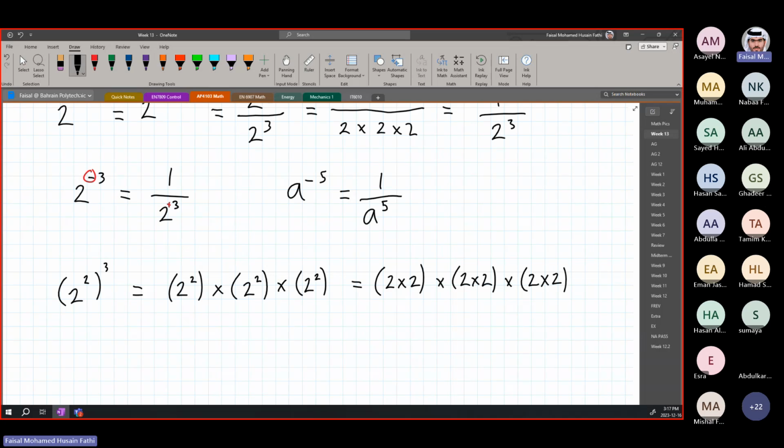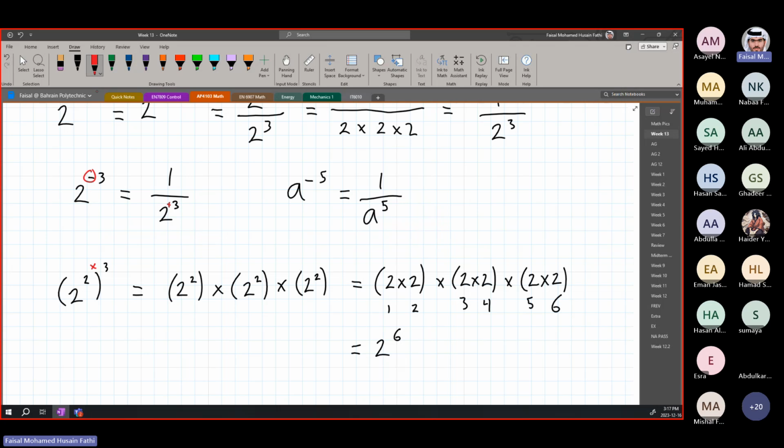So how many 2's do we have? We have 1, 2, 3, 4, 5, 6 2's. So we can simply say that this is equal to 2 to the power of 6. So what can we conclude? That we have to multiply 2 and 3 to get 6.